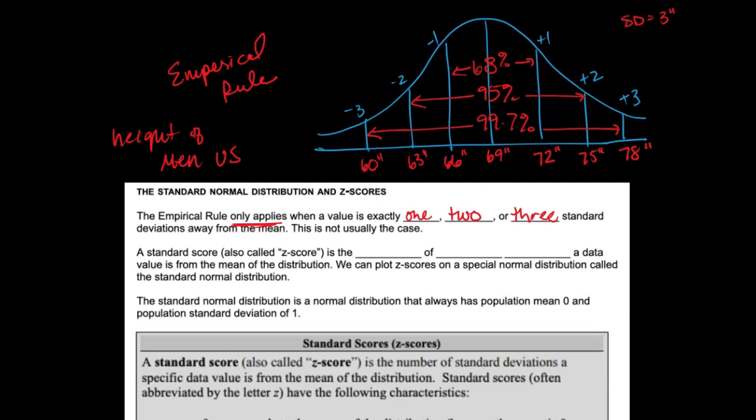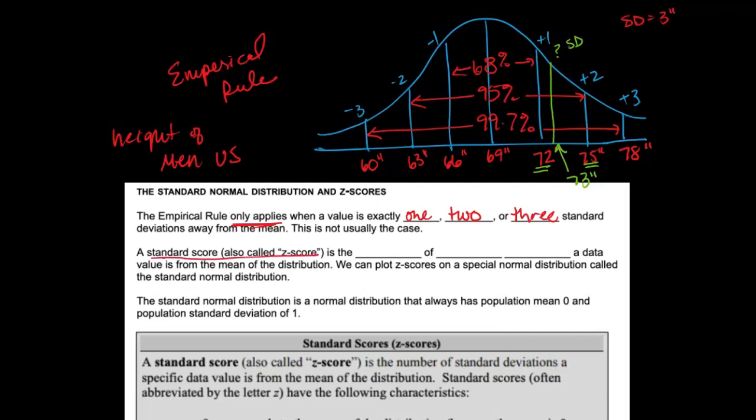And so, for example, let's say there was a man who was maybe 73 inches tall, so between 72 and 75. So that falls maybe like right here. And so we could say, well, how many standard deviations is that away from the mean? Well, it looks like it's somewhere between 1 and 2. It looks like it's closer to 1 than it is to 2, but we could actually calculate the number of standard deviations away that is, and we would get a number between 1 and 2. And so we call that a z-score, or a standard score.